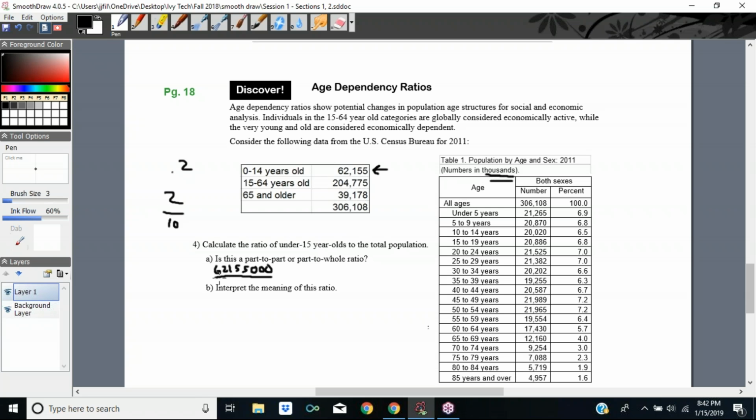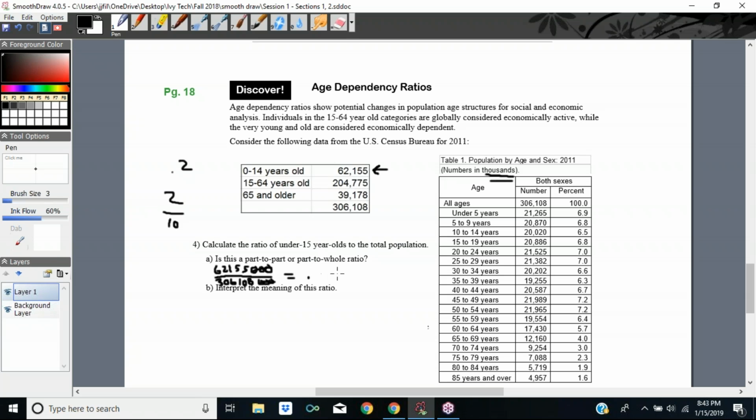And then over the total, 306,108,000. And I want you to note that we don't have to put these 3 zeros in our ratio, because if we divide each one by 1,000, they go away anyway. So 62,155 divided by 306,108. We want the decimal. When we're doing these age dependency ratios, we want the decimal, so we want to take out a couple of decimal places.